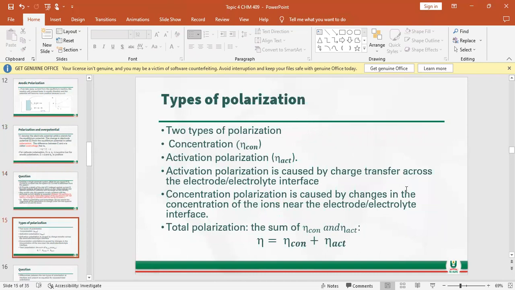Types of polarization, two types of polarization. We have the concentration polarization and the activation polarization. Concentration polarization is caused by change in concentration of ions near the electrode or electrolyte interface, while the other one, activation polarization, is caused by charge transfer across the electrode electrolyte interface. That's the difference there.